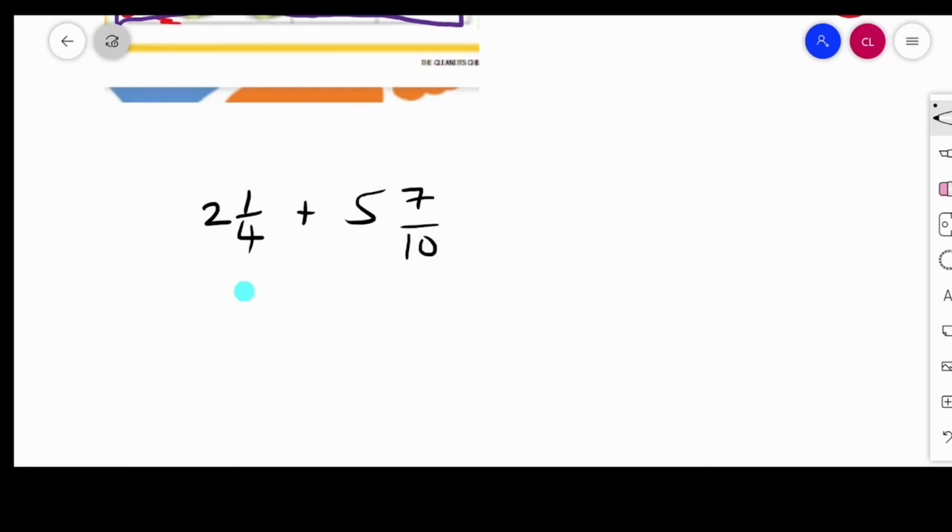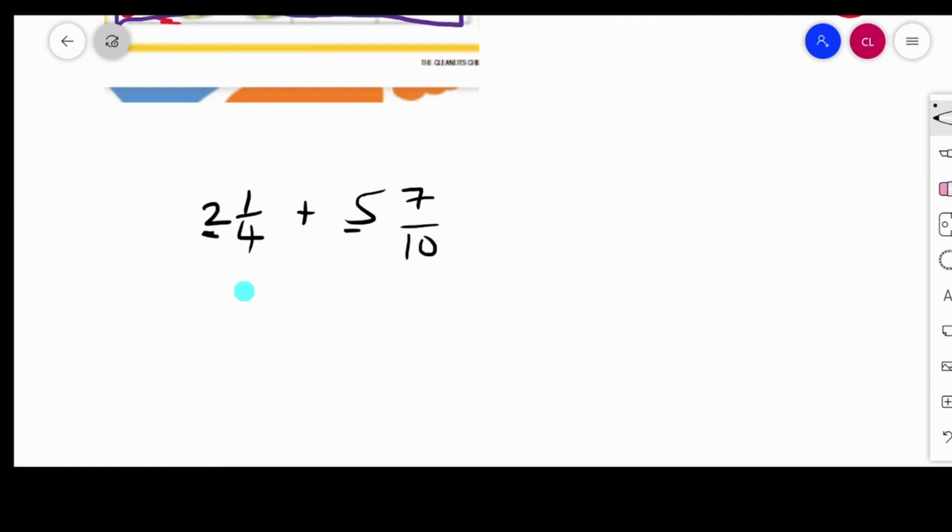We could add our whole numbers separately and then work on the fraction part, and that's the route that I am going to take now. But additionally, we could convert our mixed numbers to improper fractions and complete it that way. All right, so let's go.